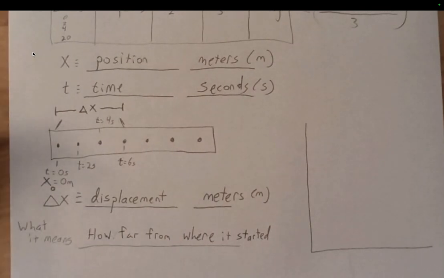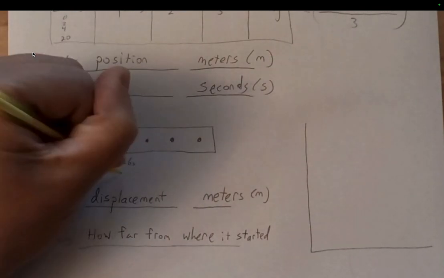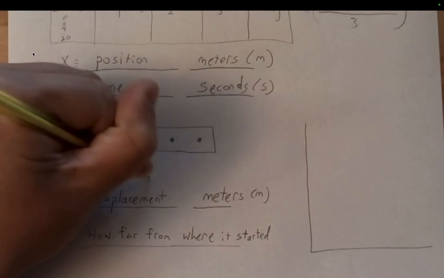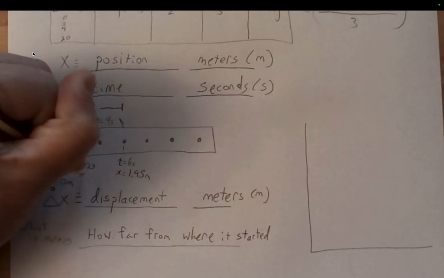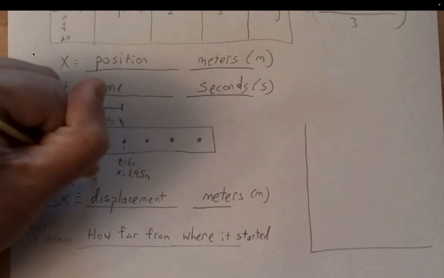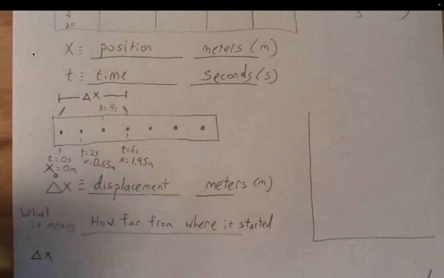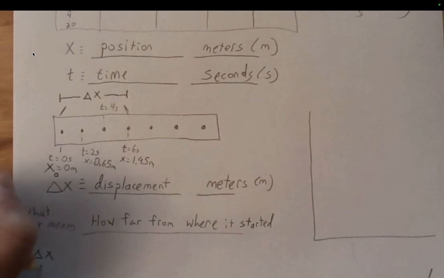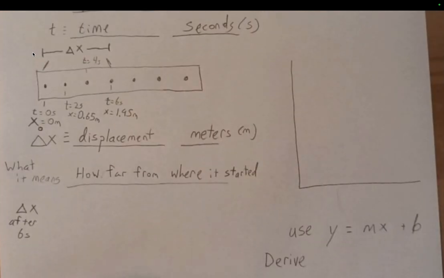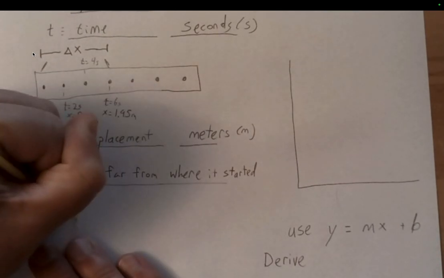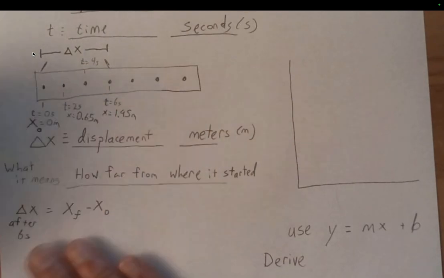Let's say at 6 seconds, its position was 1.95 meters, and at 2 seconds, let's say its position was 0.65 meters. Now we can get a displacement, a delta x, after 6 seconds. And so we can get a displacement after 6 seconds by getting its final position minus the initial position.